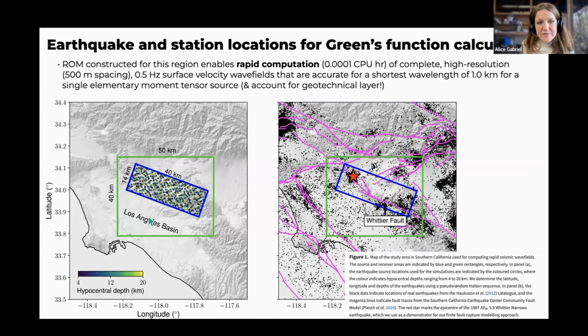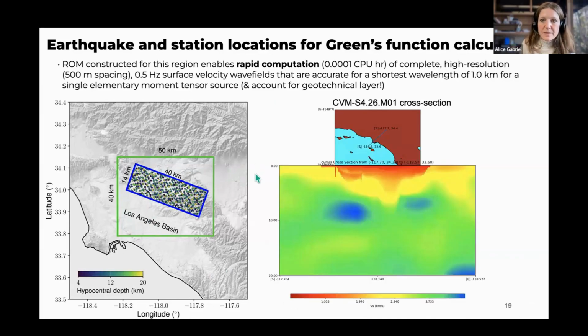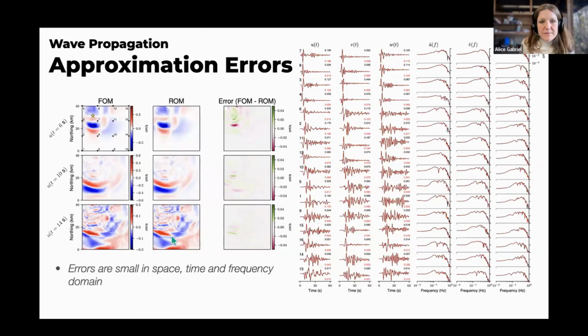And now we allow sources everywhere in this part of the domain. And this allows us this rapid computation of seismograms that are accurate and that represent all of these possible sources really fast. And we account for geotechnical layers in this model setup too. So here's just an image of how this looks.